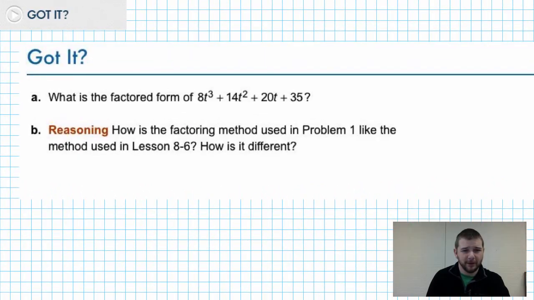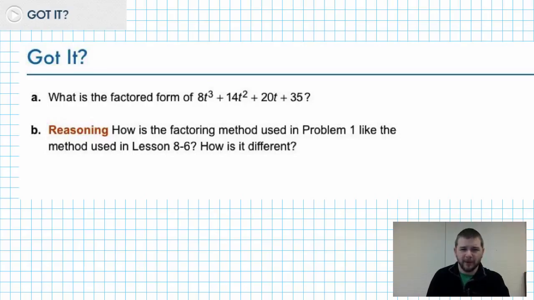And a chance to show that you have got it. A, what is the factored form of 8t cubed plus 14t squared plus 20t plus 35? And B, a reasoning question: how is the factoring method used in problem 1, the example problem we saw on the previous slide, like the method used in lesson 8-6? And how is it different?